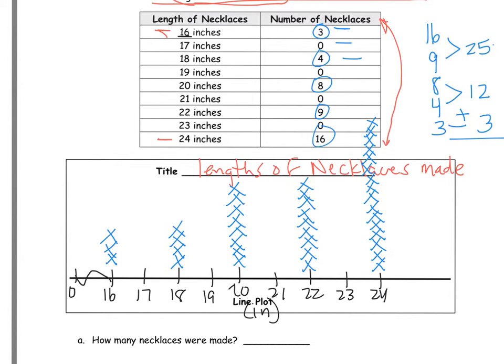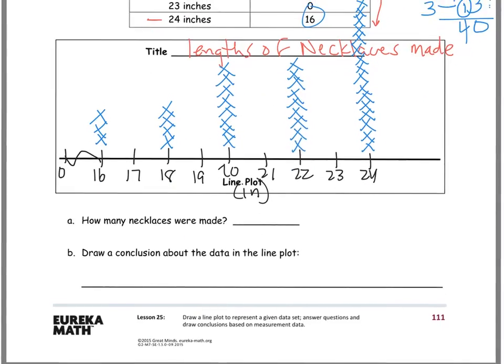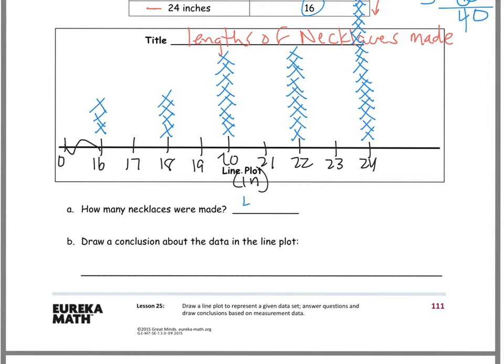And I see 5, 6, 7, 8, 9, 10. So that's my 1s, and I'm going to bring over my bundle of 10s. And I got 1, 2, 3, 4. So I should get 40 as a total number of necklaces made. Because I don't have to add in any of the zeros, because if I add anything to 0, I'm going to get that number I had before.